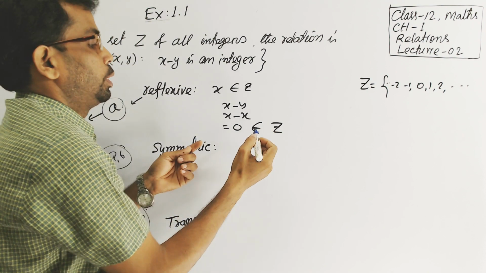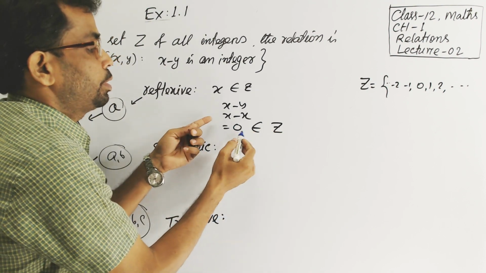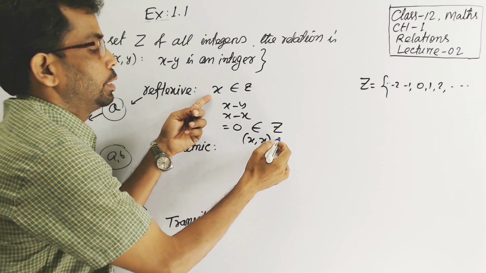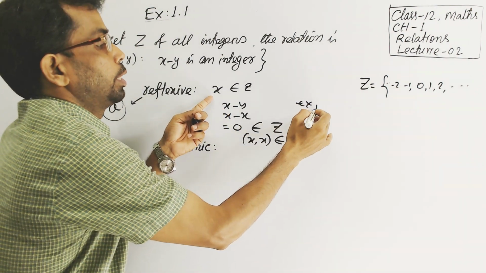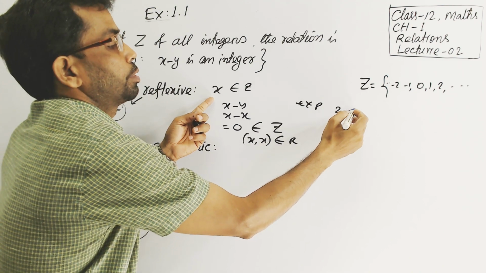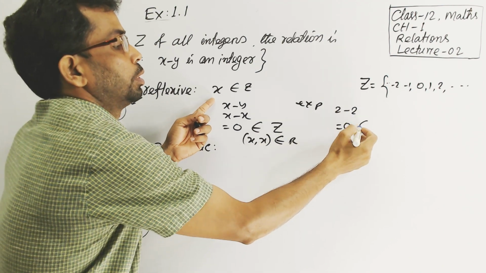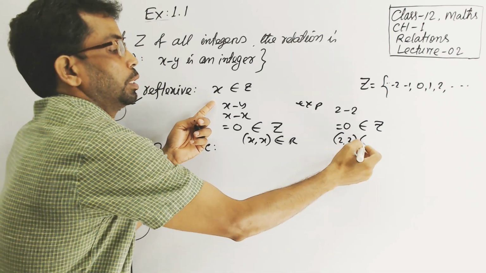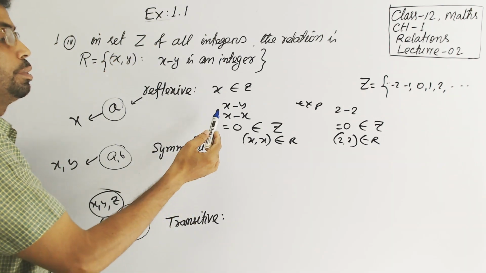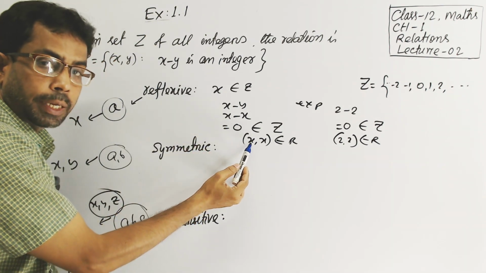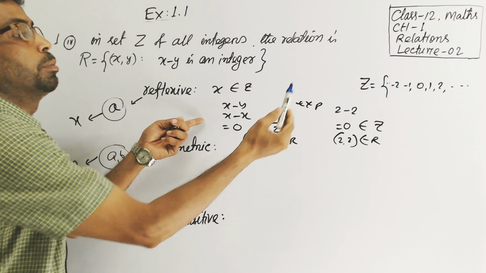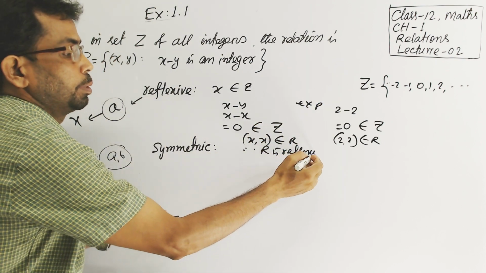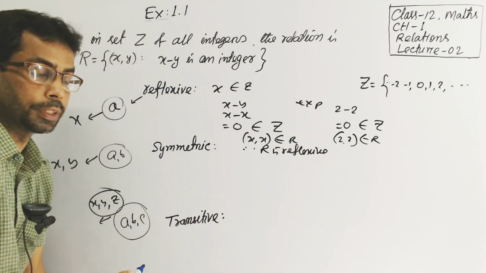So if we take any element, since the difference is an integer, the pair made by the two elements x and x itself is in the relation. We can explain with an example: if we take 2 minus 2, that is 0, which is in the set of integers, so the pair made by 2 is in the relation. Since it is satisfied for an arbitrary element x, it will satisfy for any element in Z, and therefore the relation R is reflexive. The pair of identical elements are in the relation.